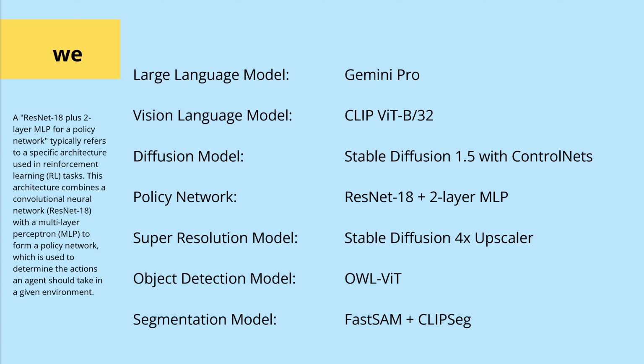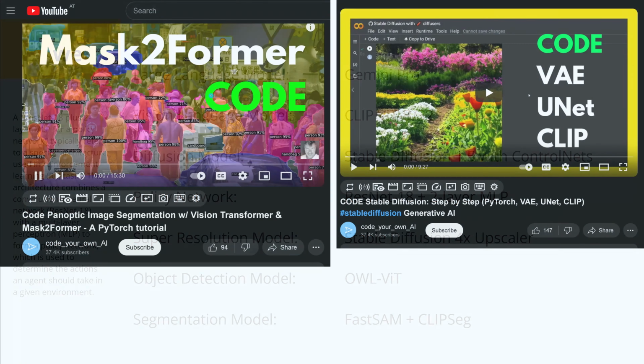So, it refers to a specific architecture we used in the good old times, and reinforcement learning combines a convolutional neural network with a multi-layer perceptron to form a policy network, which is used to determine the actions that agents take in a given environment sequence. Super resolution is just an upscaler 4 times. Object detection model, we take the very old OWL, and for the segmentation model, we go with the very old FastSAM version 1 and CLIP segmentation.